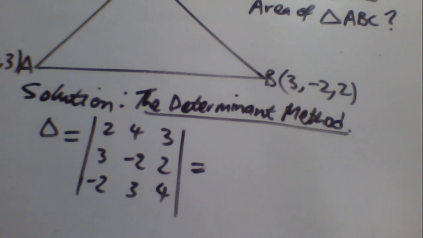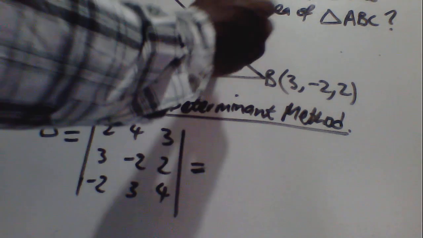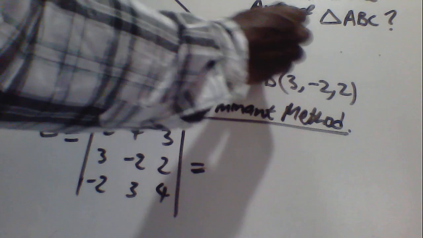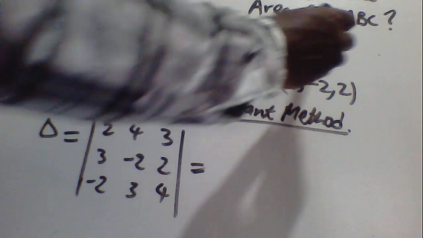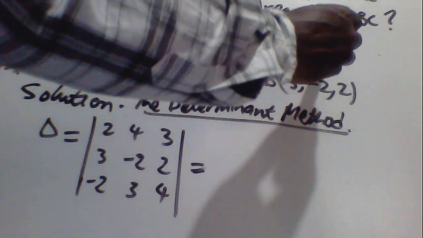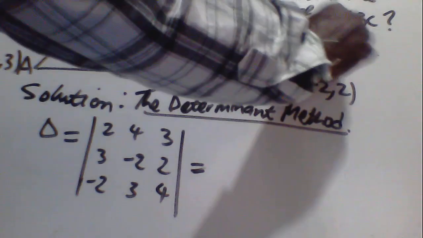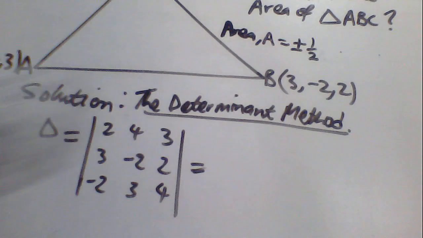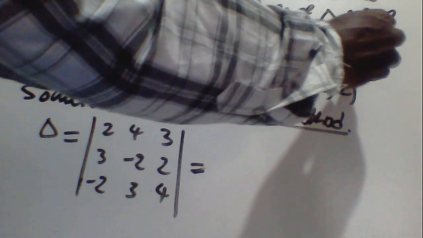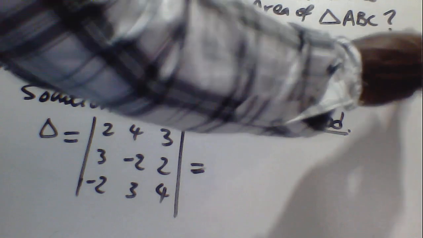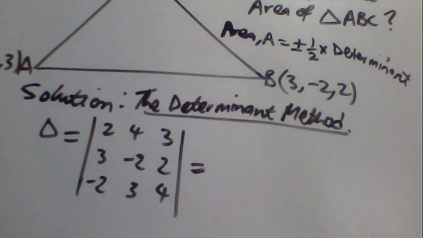Once we have the determinant, we will also have to find the area. In this case, the area of this triangle, A, is equal to plus or minus half multiplying the determinant. So this is not the triangle, this is the determinant. Plus or minus half multiplying the determinant will give us the area of the triangle. So let's find the determinant using the matrix form.